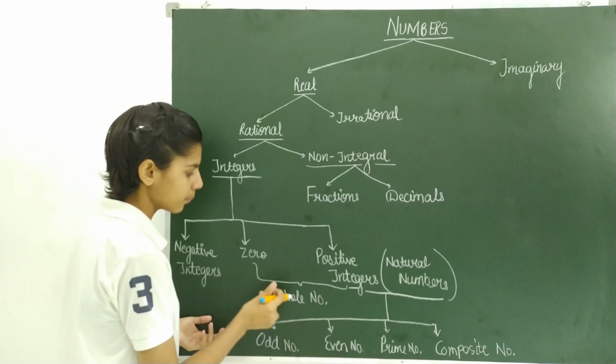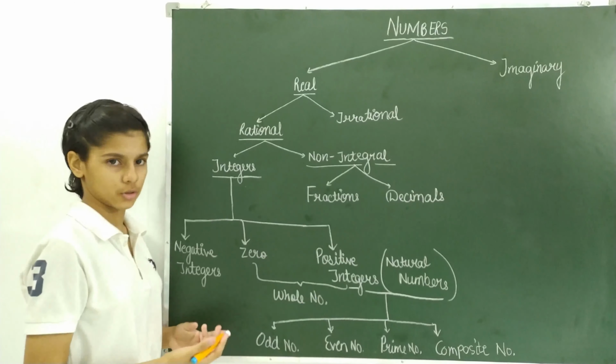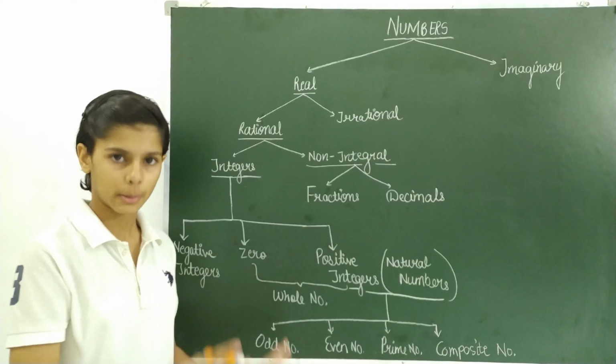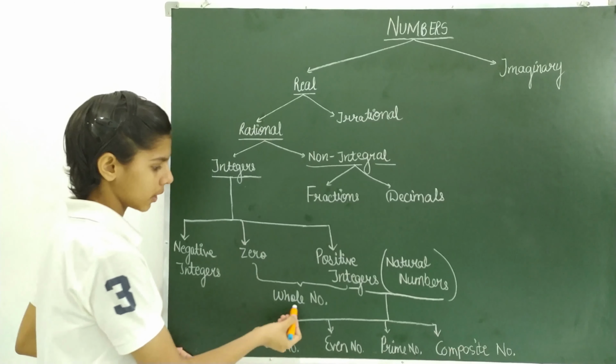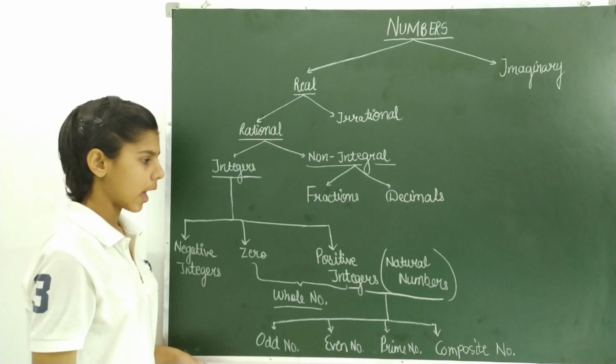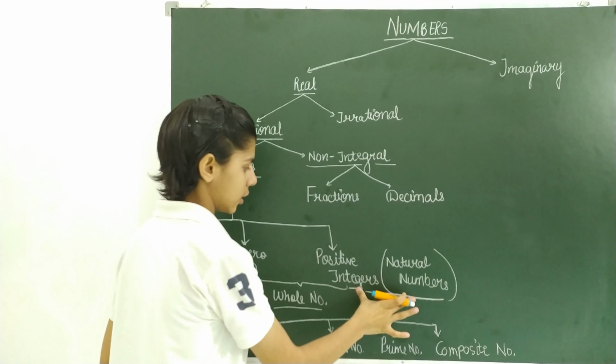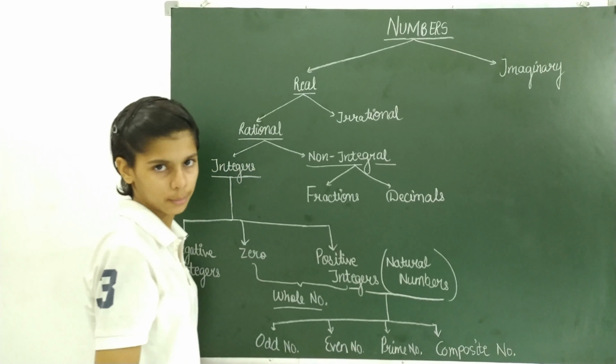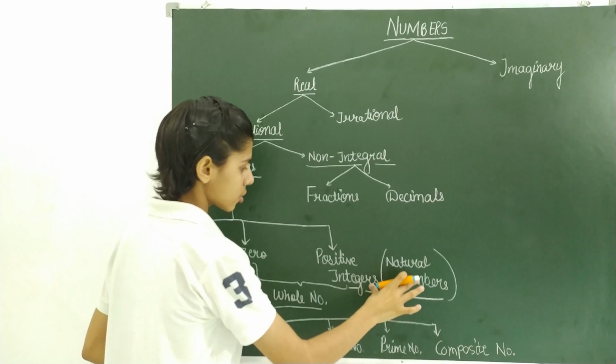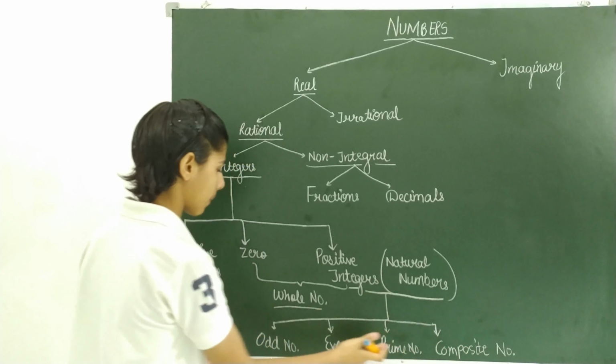Zero and positive integers, meaning all the positive numbers plus 0, make the whole numbers. And only positive integers are also known as natural numbers. Positive integers or natural numbers have four subparts, that is odd numbers, even numbers, prime numbers and composite numbers. So in this video our topic is rational numbers. So let's get started with it.